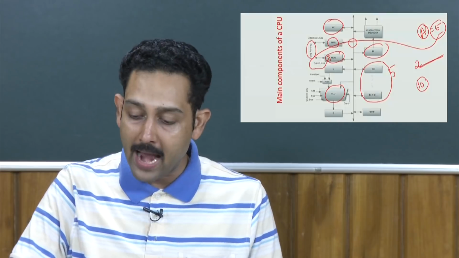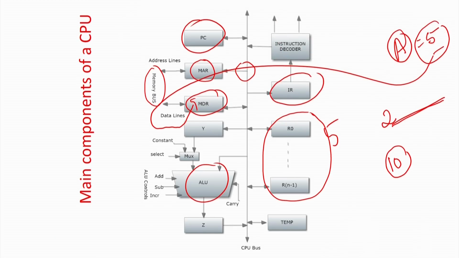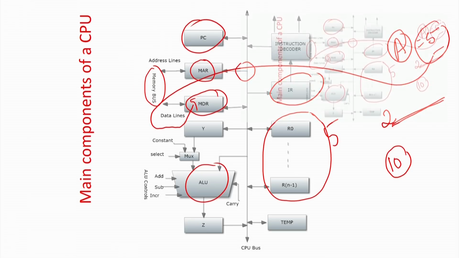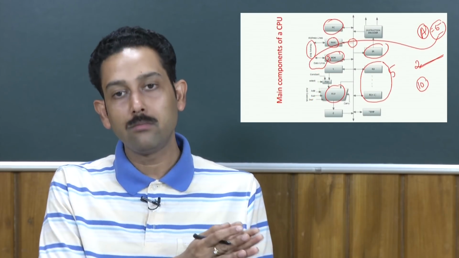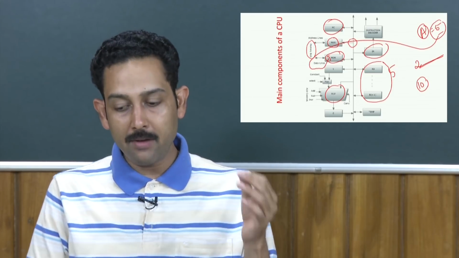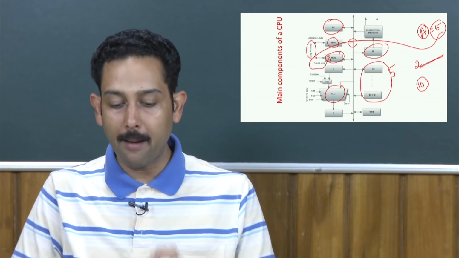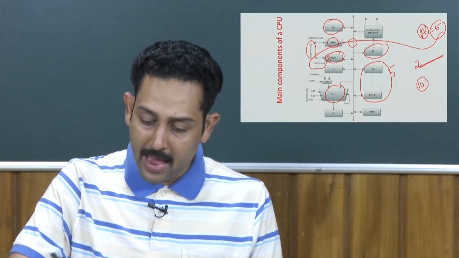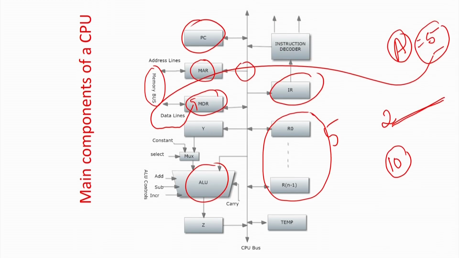Say I want to add A plus B. First the program counter PC has to tell that the instruction has to be executed. Then the value of A has to be put to the memory address register. The memory address register will give the address to the memory. Memory will get the value of variable A, dump it into the memory data register, and it will go to a general purpose register, from R0 to R1.